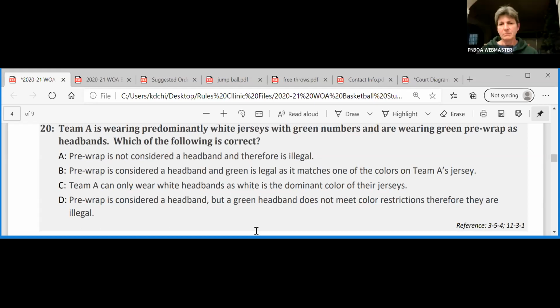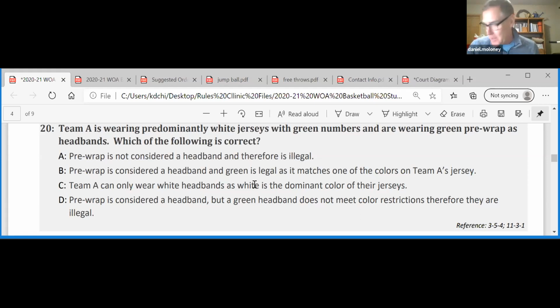No, it's still D. It's D because he chose to wear a green pre-wrap, and green is not legal in this case. Right, because C says it can only wear white. No, it can be white, black, or beige, or the predominant color. Correct. A little tricky there. That's a little harder than your last one, Dan. That was a trick question. I just got to C and didn't read D, so that was my mistake, because C seemed pretty right to me. But I should have read D.